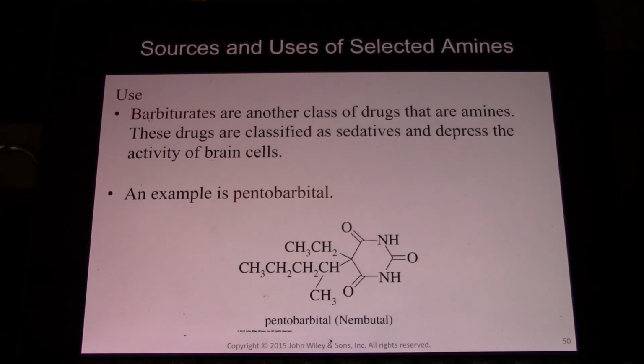Barbiturates are another class of drugs that are amines. These drugs are sedatives and depress the activity of brain cells, like phenobarbital.